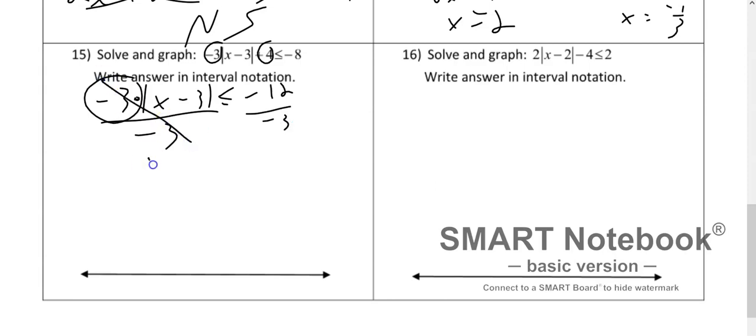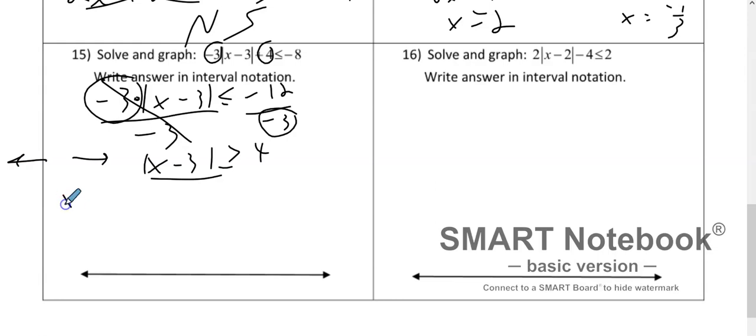When I do that, I get absolute value of x minus 3 is greater than or equal to 4. Why greater than? Because I divided by a negative, so I flip the symbol. Now at this point, I can look at this and say it's a greater than, so it's going to be an or statement, which means it should go this way and that way.